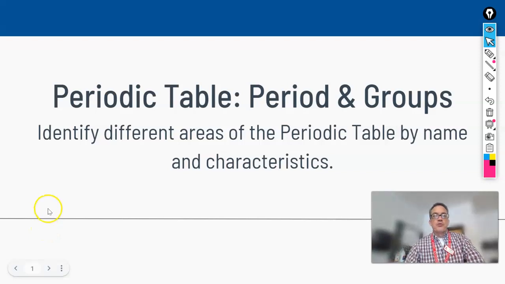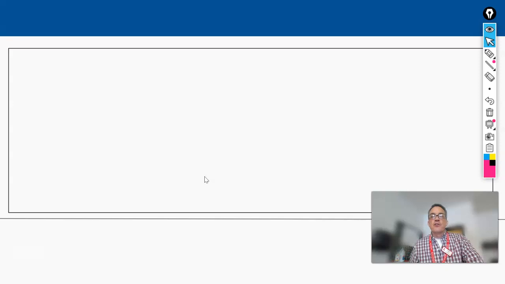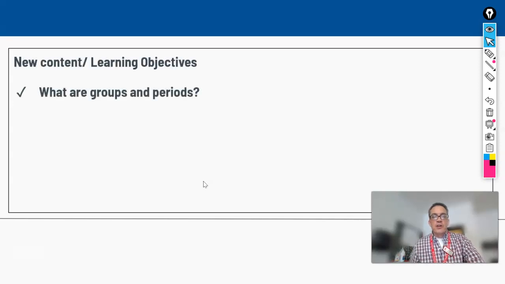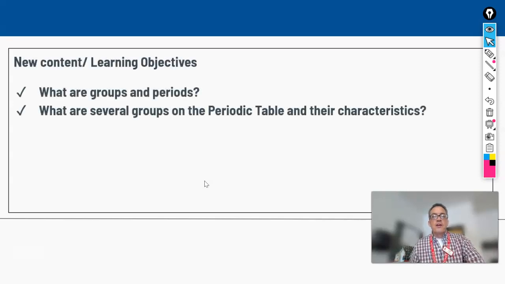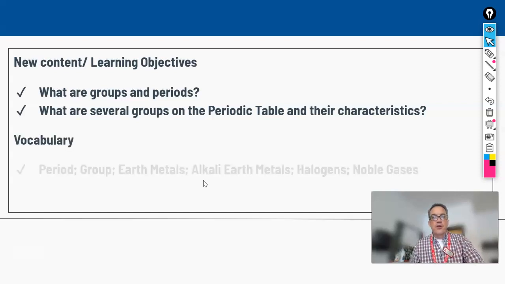Today we're going to continue going through some things on the periodic table, specifically talking about periods and groups and looking at different areas of the periodic table by their names and by their characteristics. So not just metals, nonmetals, and metalloids, but specifically certain areas within each. So we're going to be looking at just naming what groups and periods are, and then specifically naming several of the groups in the periodic table and talk about their characteristics.